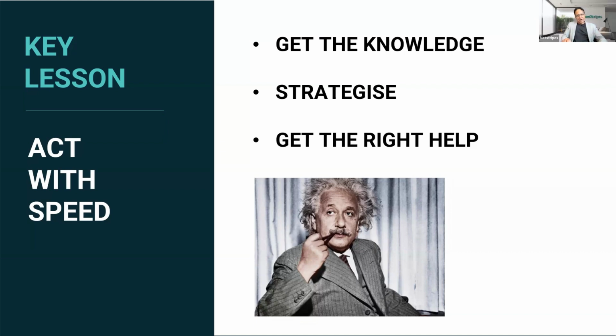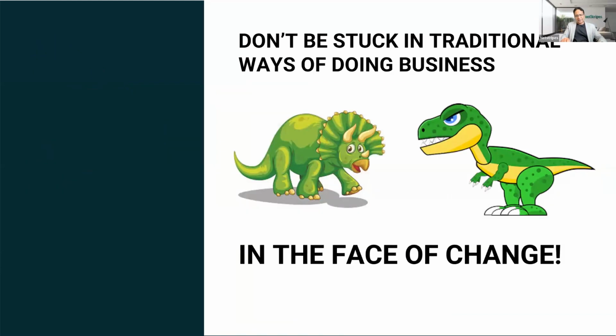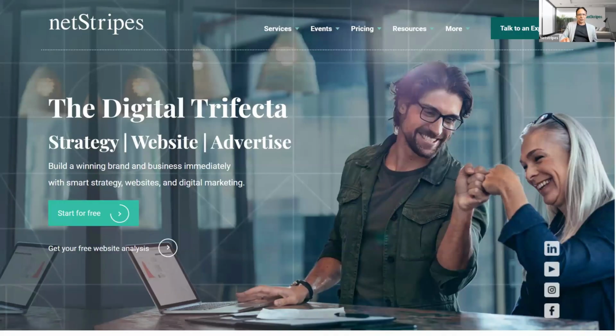You've got to strategize. Again, we can help you with the strategy stuff because we are very good, and get the right help. And if you have any questions, that's why I said talk to Jen, talk to me, talk to anyone at NetStripes, so we can help. All right. So we are traditionalists. We love our ways. We're stuck in our ways, but don't be stuck in traditional ways of doing business, because everything is changing. I'm going to show you some examples of what I'm talking about, because we practice this stuff.